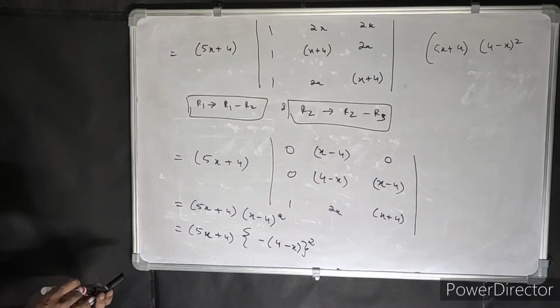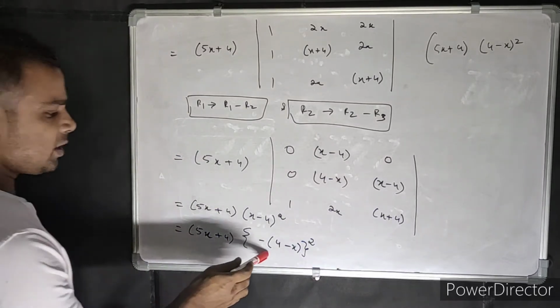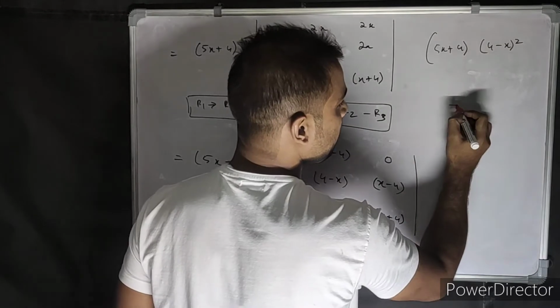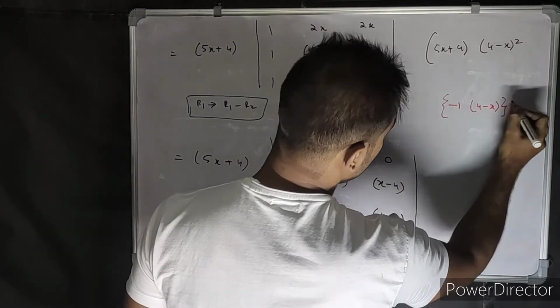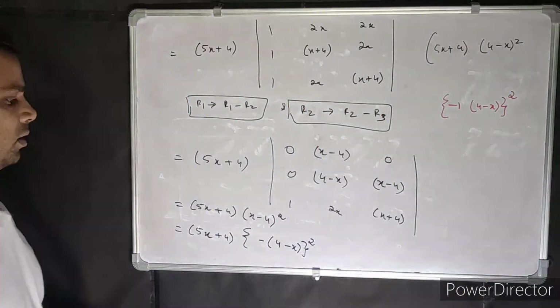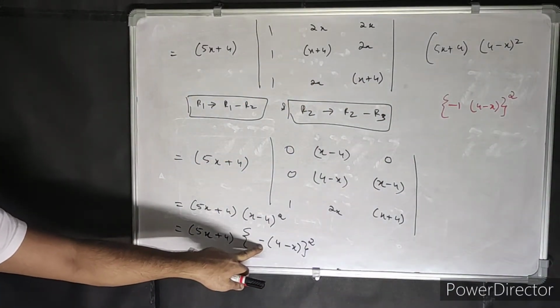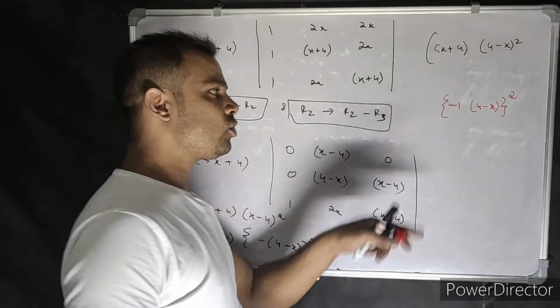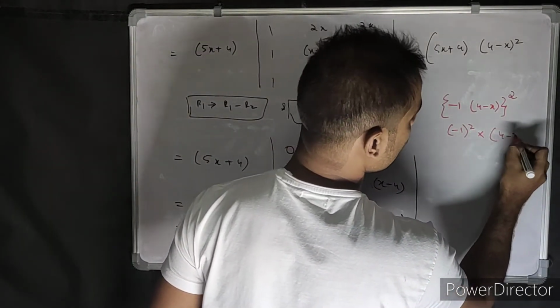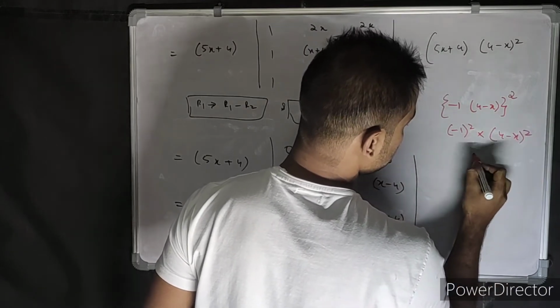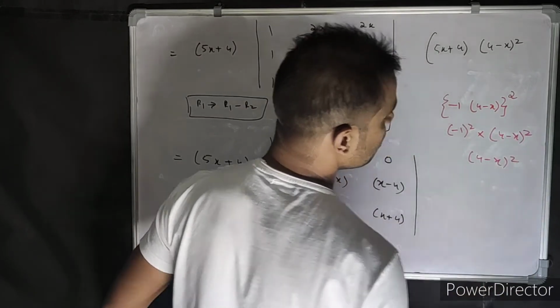So this is basically what? This means minus 1 times (4 minus x) whole square, isn't it? This means this, and we don't write the 1 over here. Minus 1. Now you square both of them. This is minus 1 whole square into 4 minus x whole square. So that's positive 1. This is 4 minus x whole square.